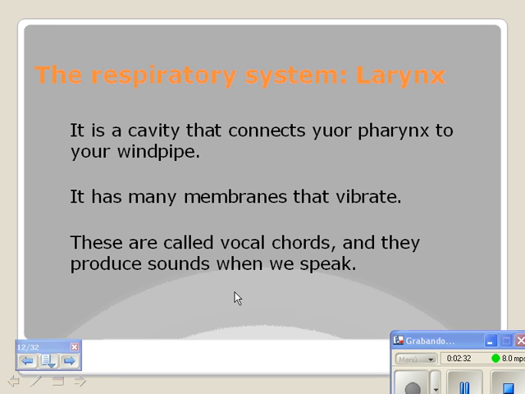Another part is the larynx. It is a cavity that connects your pharynx to your windpipe. It has many membranes that vibrate. These are called vocal cords, and they produce sounds when we speak.